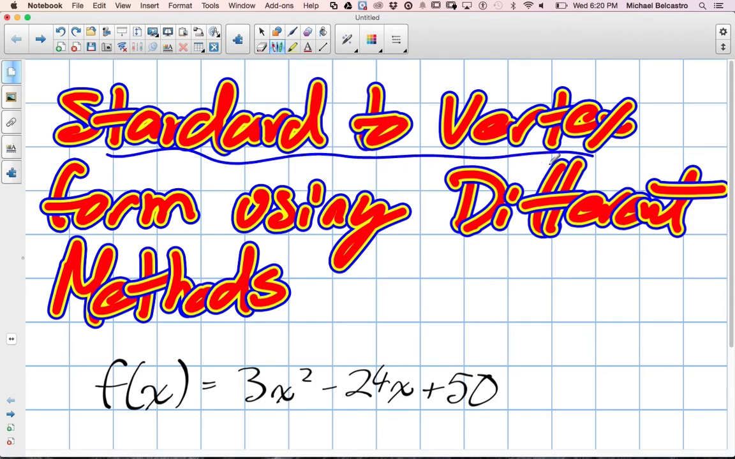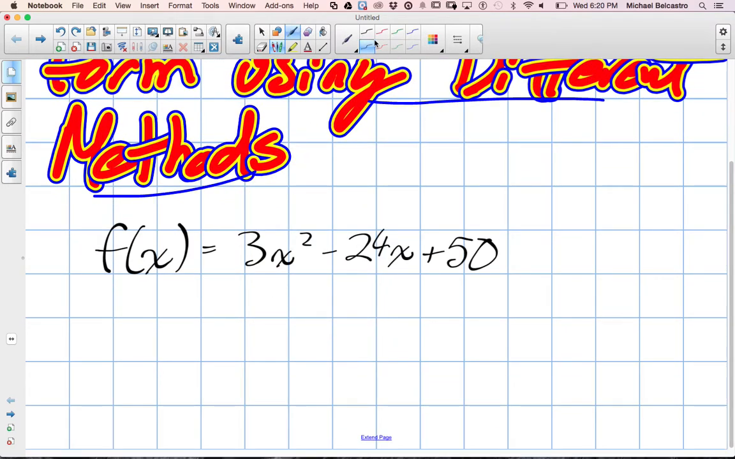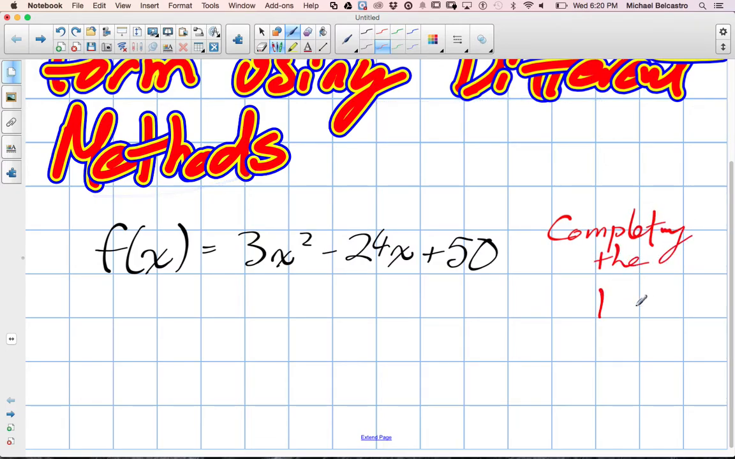So we're going to go through standard and vertex form using different methods. So standard to vertex form. A very, very common method is called completing the square. I'll just draw a square. Okay, so completing the square. I'll walk you through that, and I'll show you two formulas after that you can use to do the exact same thing. And it's up to you whether you'd rather memorize the process or the two formulas.